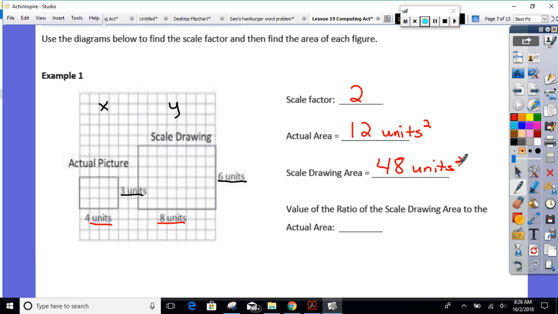Okay, what is the ratio of the scale drawing area to the actual area? So the ratio of the scale drawing to the actual.